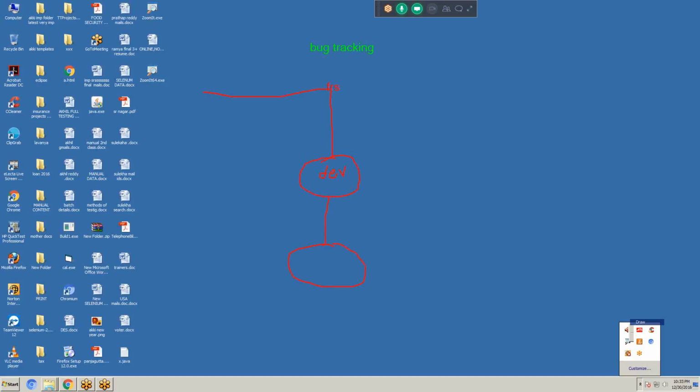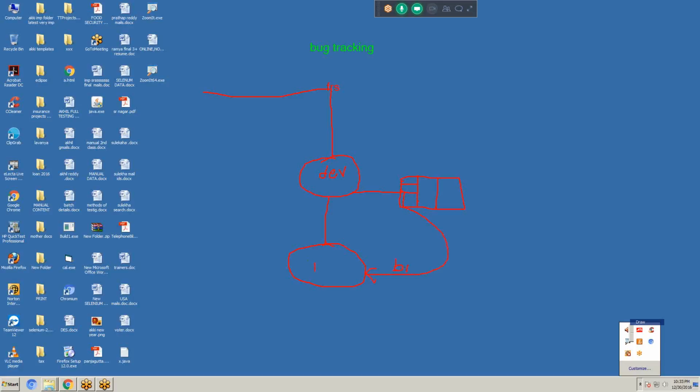Based on the customer requirements, they will divide the whole project into some modules. That is called high level designing. Each module is divided into sub modules. That is called low level designing. Each sub module is divided build wise, and they will send it to the testing department as build one.